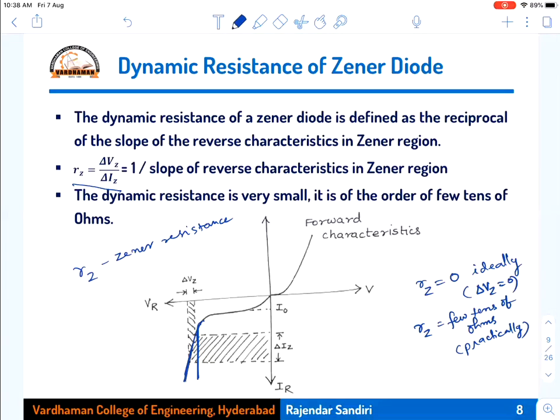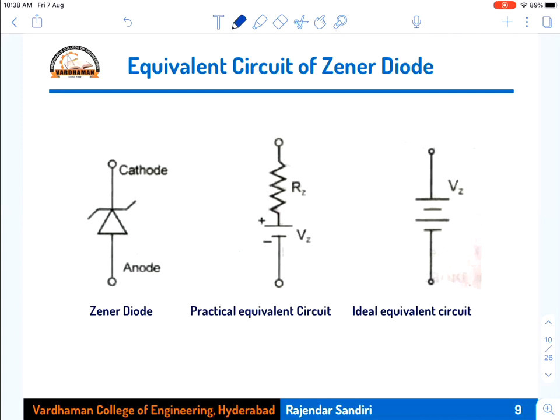Now, if you see the equivalent circuit of the Zener diode, so this is the symbol of the Zener diode. Now, if I want to see the equivalent behavior of this Zener diode, what is the behavior it has got? If you see the practical equivalent circuit, the Zener diode has got a constant voltage across it, which we call the Zener voltage. Therefore, the equivalent circuit will have a battery which is equal to its Zener breakdown voltage or Zener voltage Vz, and it is also having some internal resistance that is called the Zener resistance. Ideally it is 0, but practically some resistance will exist.